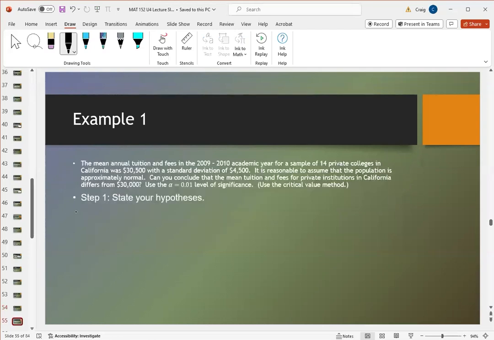So step one, we're just going to find our hypotheses. Remember, we're comparing whether our sample differs from $30,000. So the null hypothesis is that the mean is equal to $30,000. The alternative would be that it's different from $30,000, or not equal to. And so here we have our null hypothesis and the alternative.